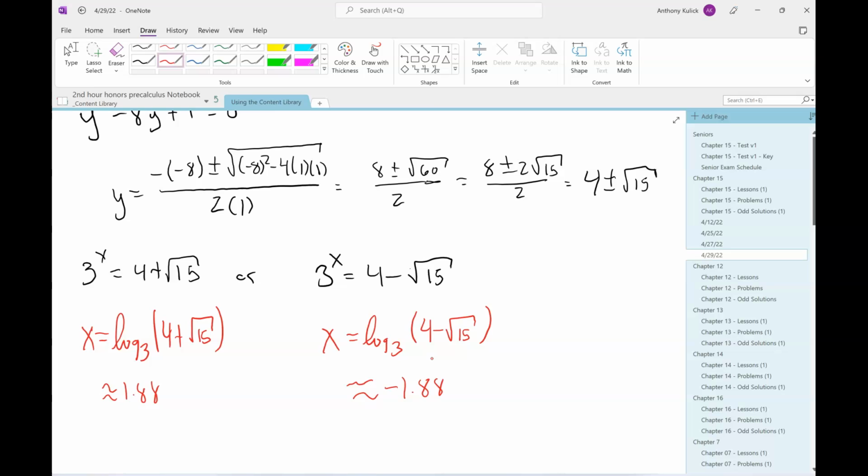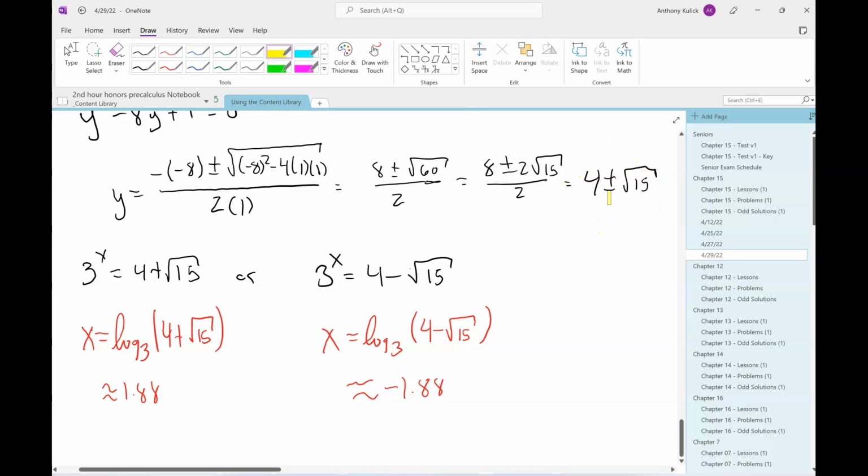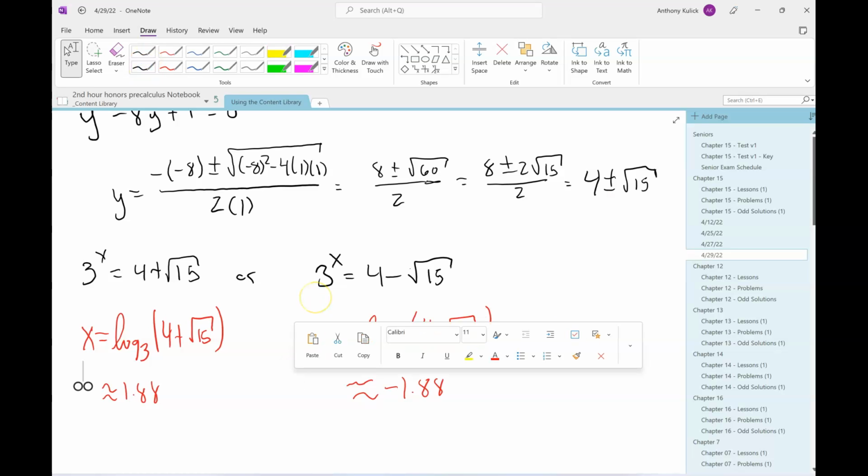So not every one of these equations could have two solutions, right? Maybe one of them is positive, the other is negative, in which case you get just one answer. Or maybe both of these answers could be negative, in which case you get no solution. That's okay. Is everybody okay with what I did there? That one's a little sneakier, right?